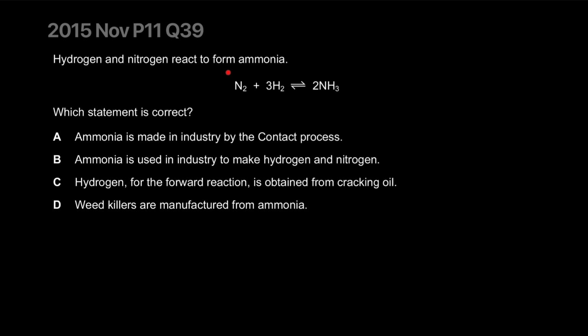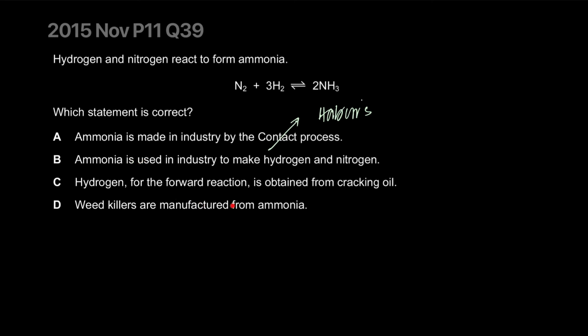Hydrogen and nitrogen react to form ammonia. Which statement is correct? Ammonia is made in industry by the contact, well, by the Haber process, guys, by the Haber process. Ammonia is used in industry to make hydrogen and nitrogen. Well, it's the other way around. Hydrogen and nitrogen are used to make ammonia because that's really good for the soil. Or you make urea out of it, which is really good for the soil. And ammonia is a very important chemical.